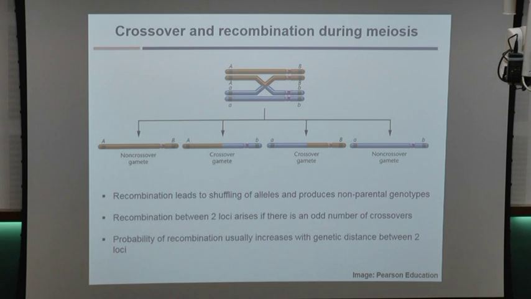do. So if you look at sexual reproduction and meiosis, basically if you start with two homologous chromosomes, there is an exchange of genetic material through crossover. And this crossover can lead to formation of non-parental or recombinant gametes. One should remember that the probability of recombination usually increases with the genetic distance between any two loci.